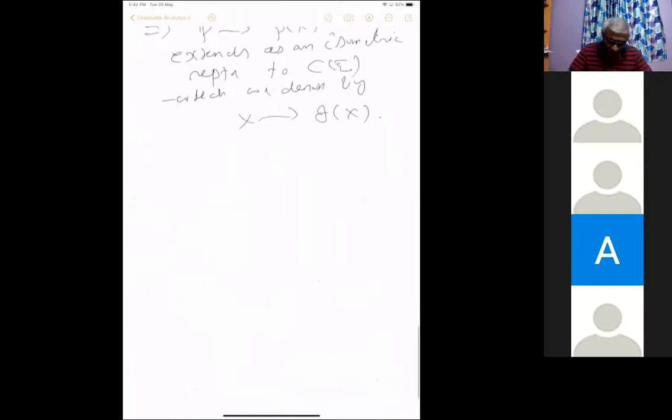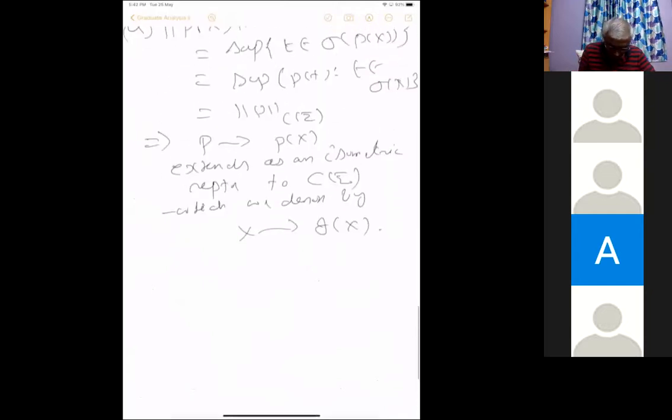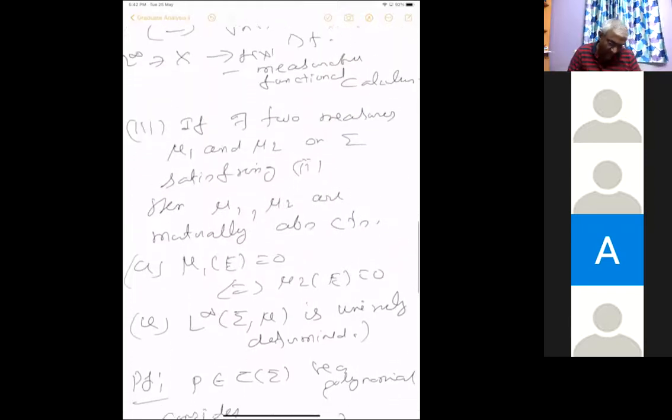So we have already proved everything. We have proved that if pi is an isometric representation, and we have already proved even otherwise, it extends to an isometric representation. Even when it is not isometric, it extends to an isometric representation. So we have proved everything. Uniqueness we have to prove.